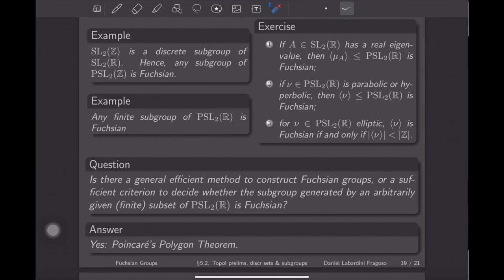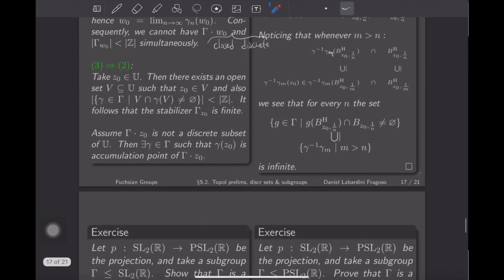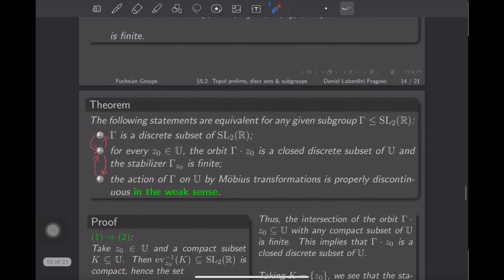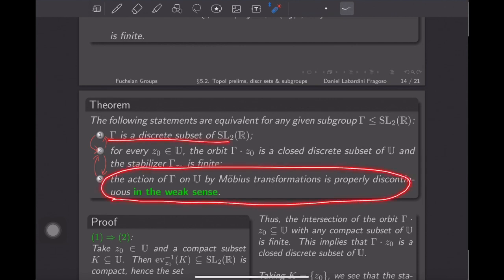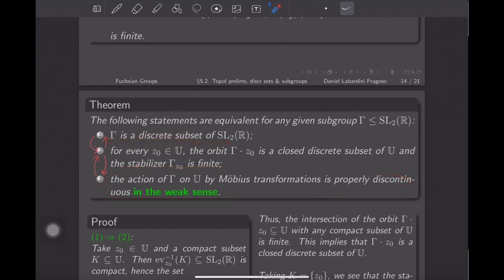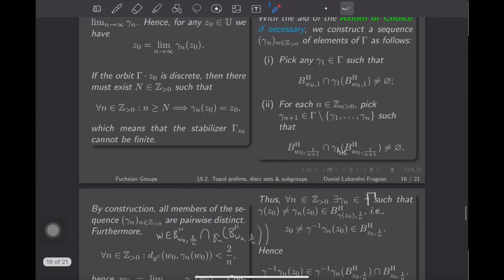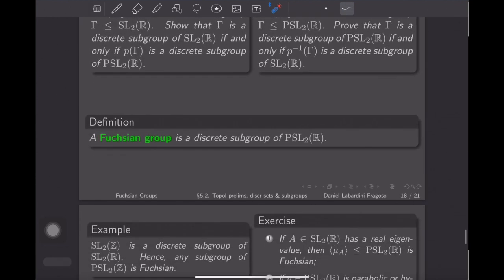And as I said, there's also an answer for the question, how about the groups that actually give you actions that are properly discontinuous in the strong sense? The answer is going to be those subgroups that don't have elliptic elements. So at least for the difficulties we face, there are answers.